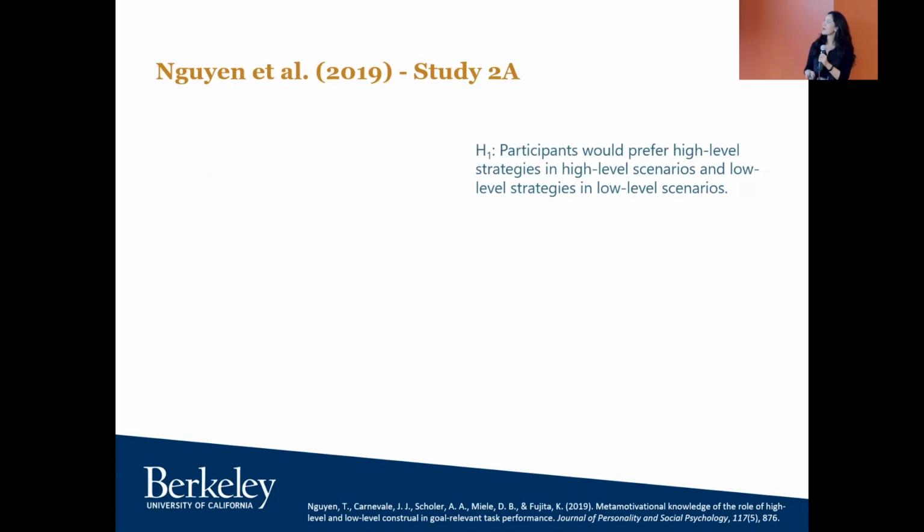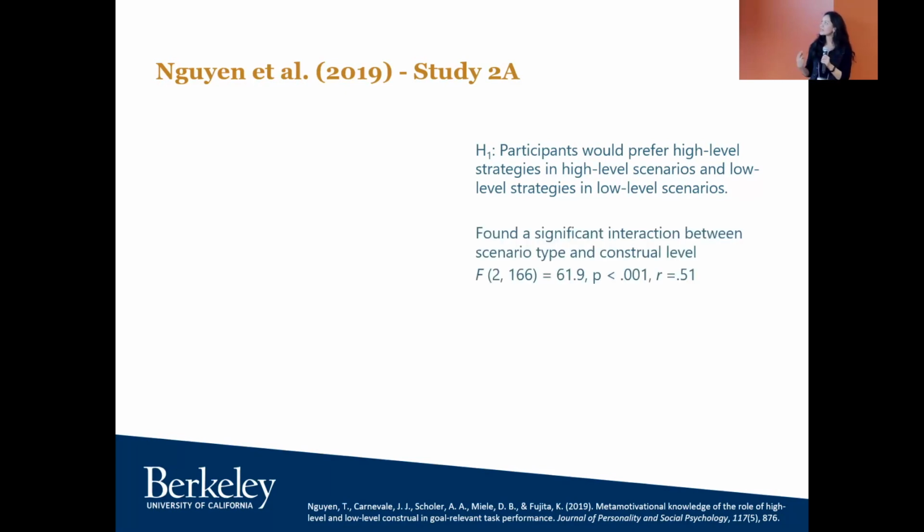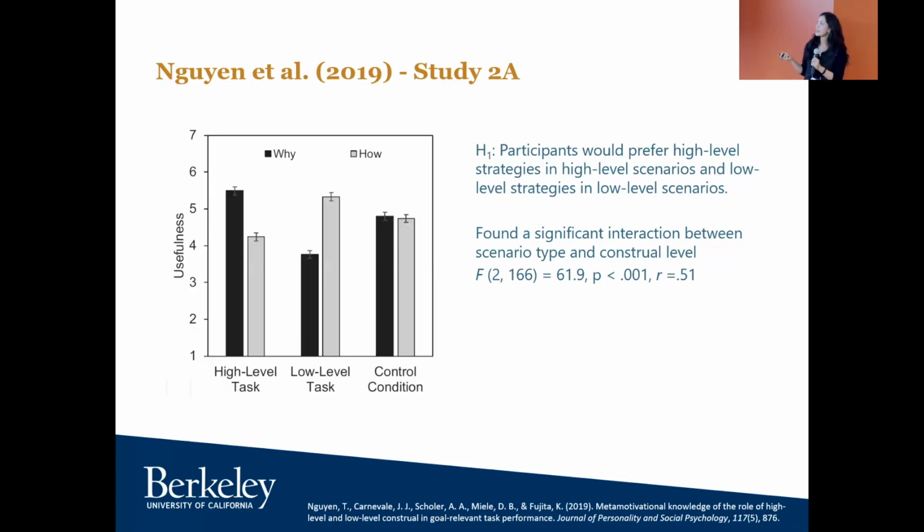So the hypothesis was that participants would prefer high-level strategies in high-level scenarios and low-level strategies in low-level scenarios. They did find a significant interaction. It was a 3x2x2 mixed ANOVA because they also had order in which they showed how versus why, but we are only interested in this interaction. That's sort of the main thing we're interested in between high and low-level task.